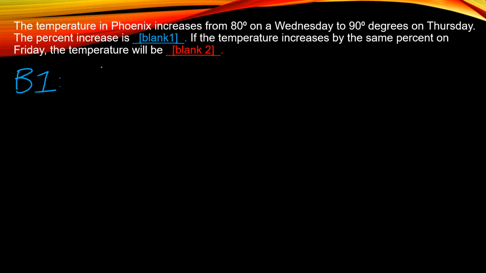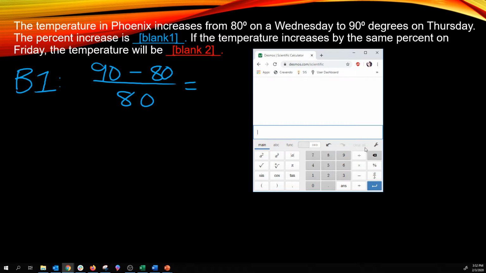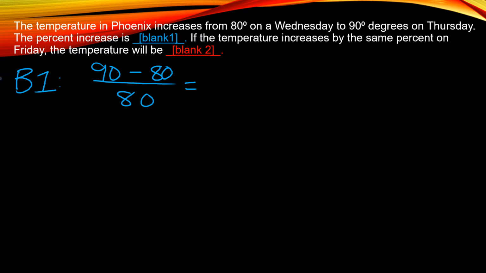Again, we're starting with our new temperature, which is 90. That's what the temperature is Thursday. The original temperature was 80 degrees, and that's all over 80. So if I type this into our calculator, I have 90 minus 80 over 80, which gives us 0.125. And remember, I need to take that and multiply it by 100 to get our percent, which is going to be 12.5%. So this has a 12.5% increase.